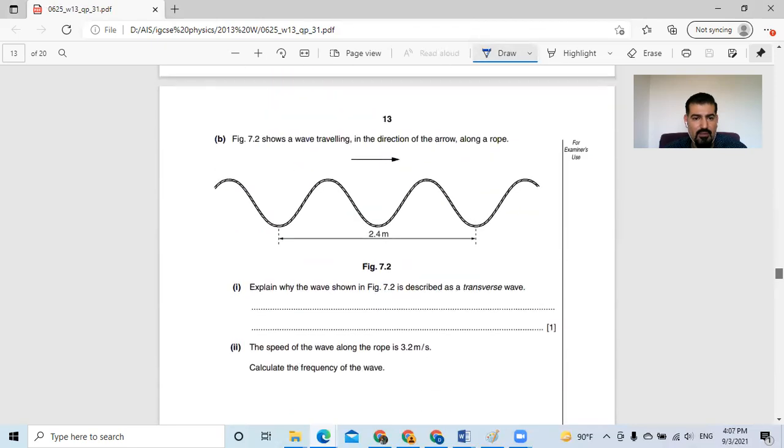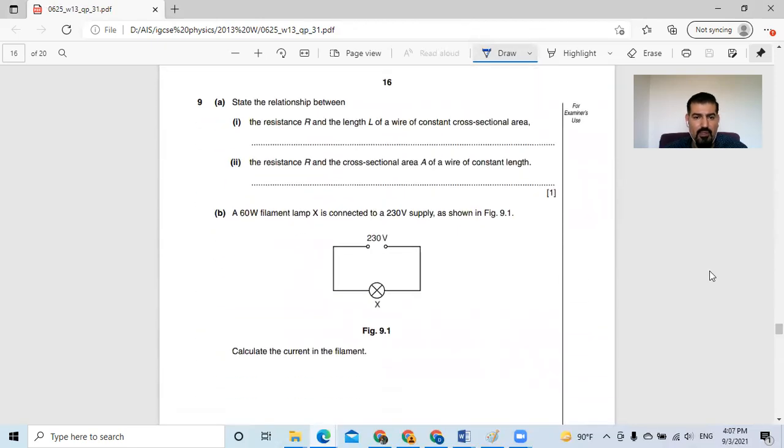First of all, state the relationship between the resistance R and the length at constant cross-section area. We can say R is directly proportional to what? To L. The relationship between R and the cross-section area is easy. R is inversely proportional to it. You can write directly proportional and inversely proportional as words.